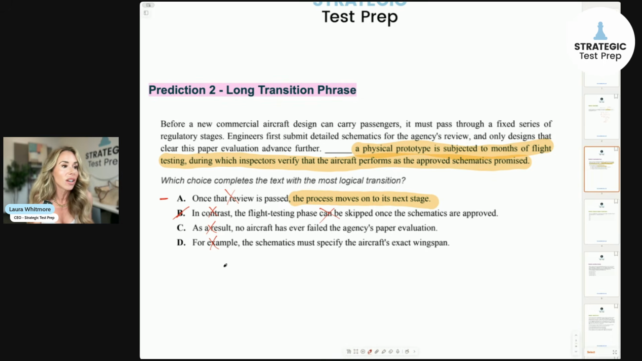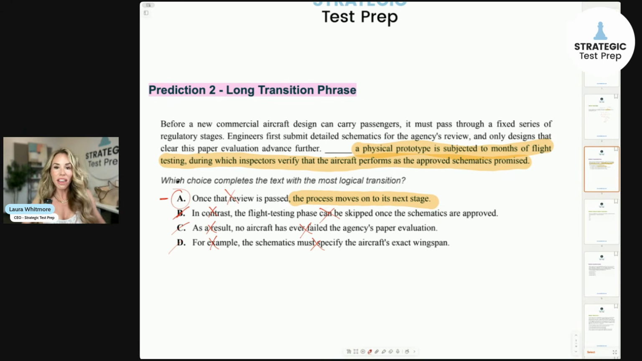So B is out. C says no aircraft has ever failed the agency's paper evaluation. That's irrelevant to this. They're not talking about failing. And then D says the schematics must specify the aircraft's exact wingspan. Well, it doesn't go into talking about the wingspan either. None of B, C, and D is a correct segue into the next part. The best one is A because it's talking about how it moves on to the next stage, which is months of flight testing.